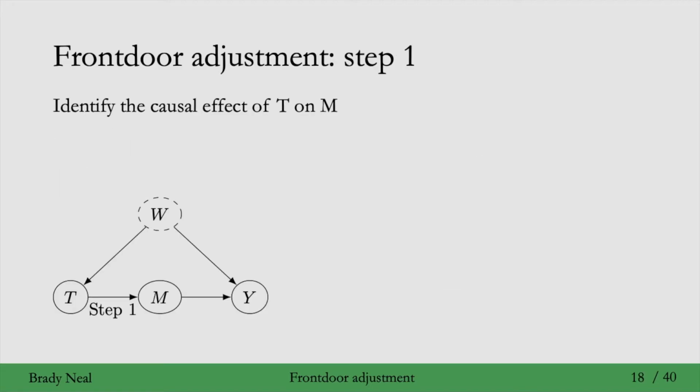So the first step is to identify the causal effect of T on M. That means we want to take this quantity P of M given do T and somehow turn this into an expression that doesn't have do operators in it. Well, it turns out that in this graph, there are no backdoor paths from T to M. That's because Y is a collider on the path T to W to Y to M. So because the collider Y blocks that backdoor path, we have that this is just equal to P of M given T. That's all there is to step 1.